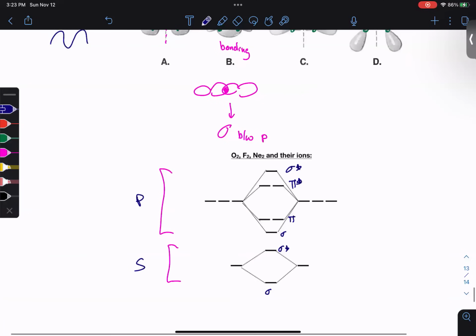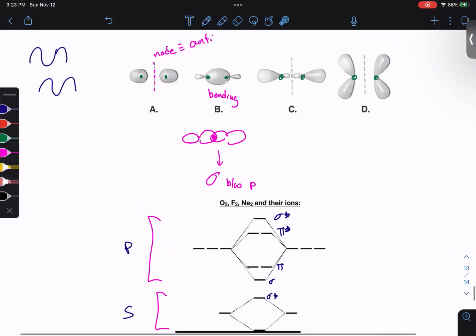So where does spot B go? Does it go in the s or the p interactions? It goes in the p interactions. And then we ask ourselves, was it bonding or anti-bonding? Bonding, and then finally it's sigma. So we can say for certain that that interaction goes right there.